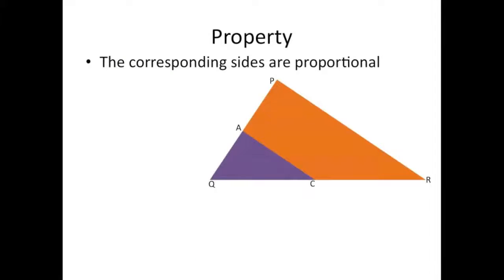Now let's get back to proving that the corresponding sides of similar triangles are proportional. So the first thing I did was I placed our smaller triangle upon the bigger triangle so that the angle AQC falls directly on PQR, and they fall on each other perfectly because they're both similar triangles. So what we want to show in this proof is that the length of the purple triangle is proportional to the length of the orange triangle.